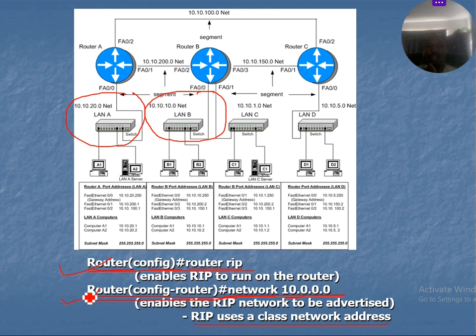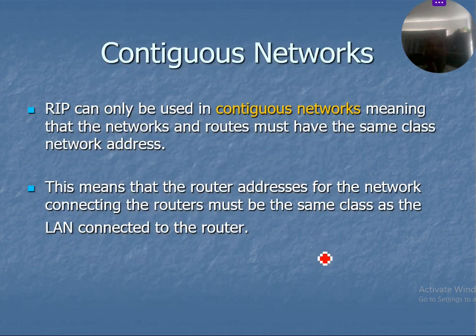So just knowing these two commands, typing them in your command line interface, then you're good to go for RIP. Router config, router RIP, that's the first one. The second one is router config, network. You define the class of the network that it has to work with. Is that okay? So let's move on to the next one.